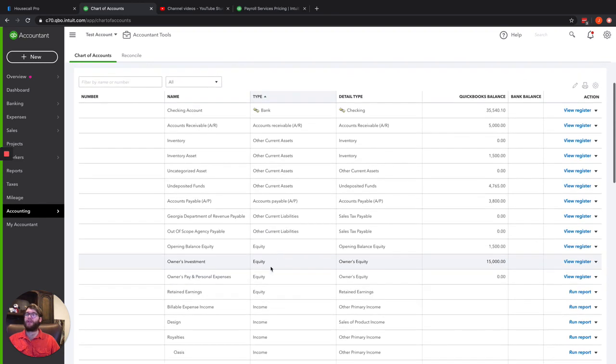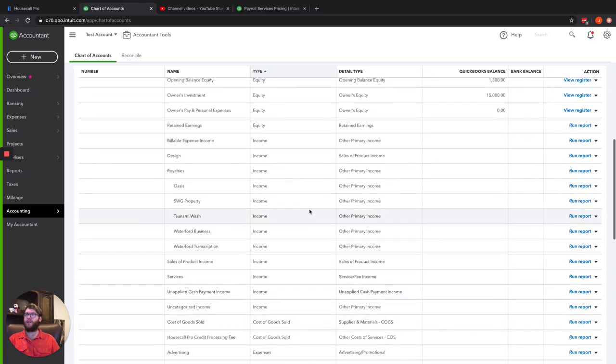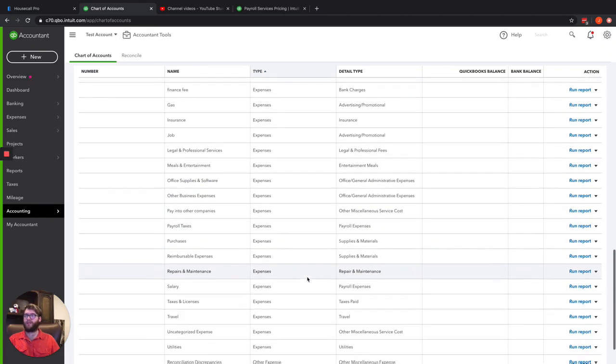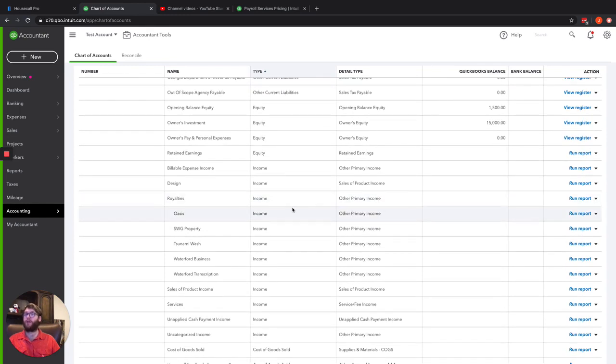So that's kind of the balance sheet side. And again, I'll go into more detail in a different video about what the balance sheet is, what it tells us, everything like that. Coming on down here, we're going to end up into our income, cost of goods sold, and expenses. So everything down here is going to be on our profit and loss. Income is going to be just that, any money that you bring in. So you have different areas where you can bring in money.